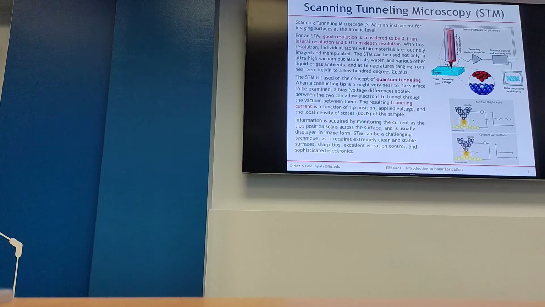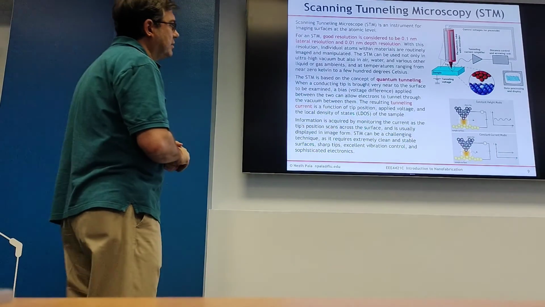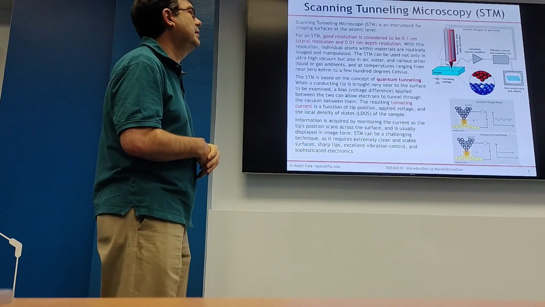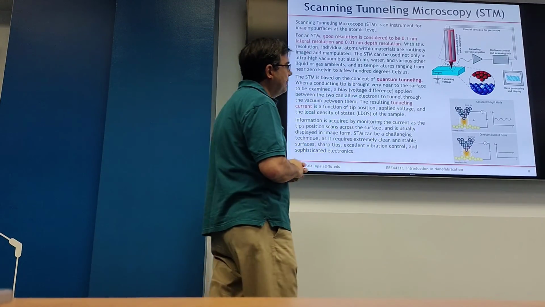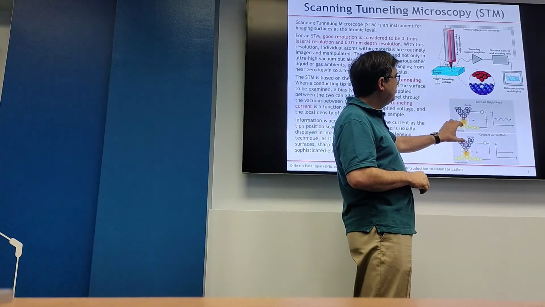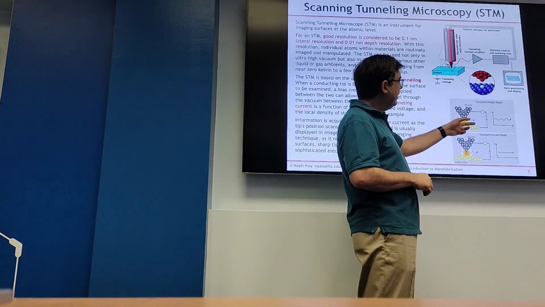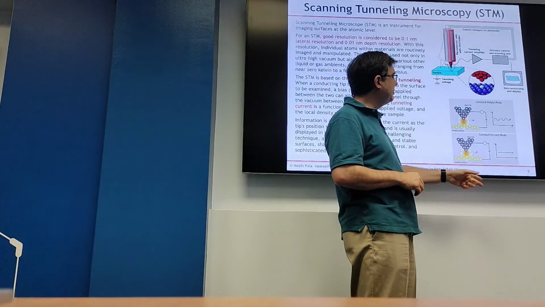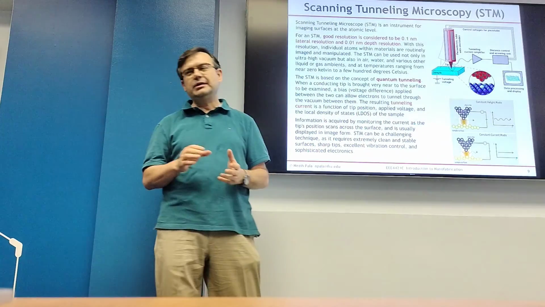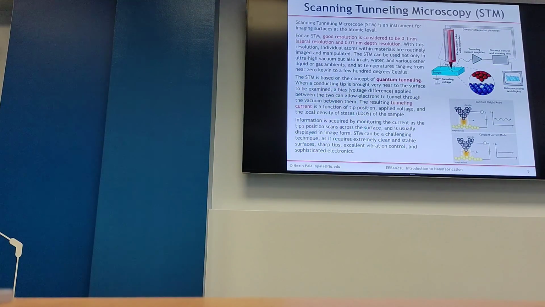And a variation of that is scanning tunnel microscopy. Scanning tunnel microscopy is based on a quantum effect. When you have two materials very close to each other, electrons can jump through this gap to the other material. It's a quantum effect, the tunnel effect. Although there is no connecting wire, you can still have a current. There is a finite probability of an electron jumping over a potential barrier.